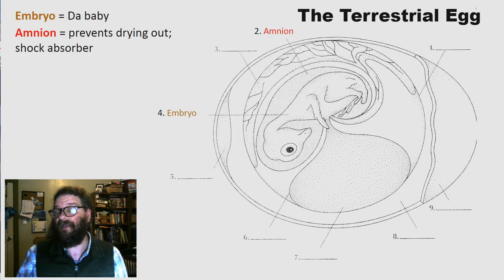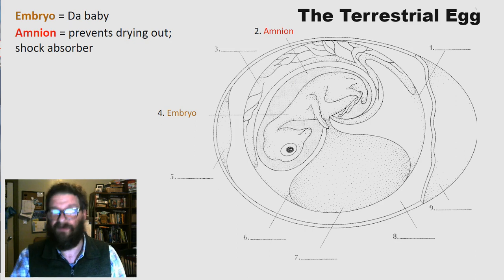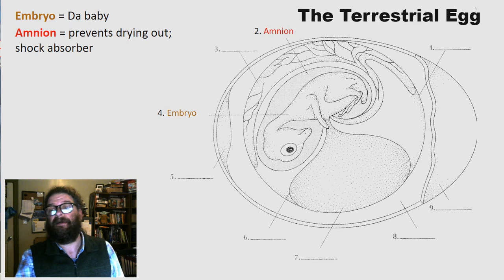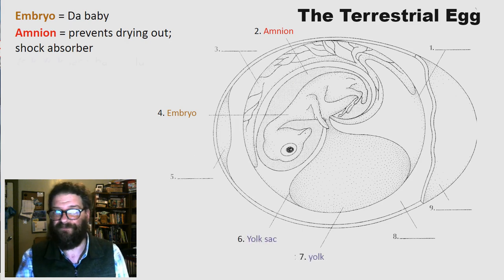All right, the amnion in the terrestrial egg has the amniotic fluid in there, so that's going to keep the baby from drying out, and it's also a pretty good shock absorber, depending on what species we got there.